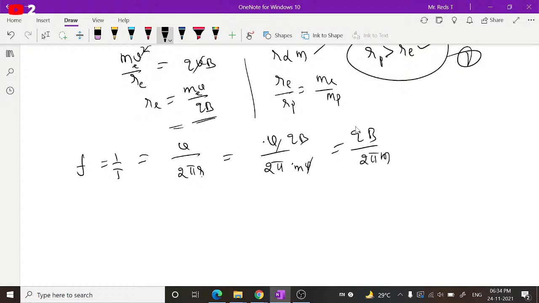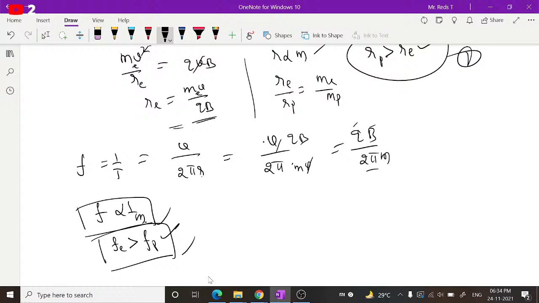The charge Q of both electron and proton is the same, the magnetic field is fixed, and 2 pi is fixed, so you can say frequency is inversely proportional to mass, right? So if you see the options: frequency of revolution of proton is greater than that of electron, no. Electron is greater than that of proton, yes. Proton is equal to that of electron, no. Both having the same frequency but revolving in opposite directions. Actually the frequency of electron is greater, and they revolve in opposite directions, but they do not have the same frequency.